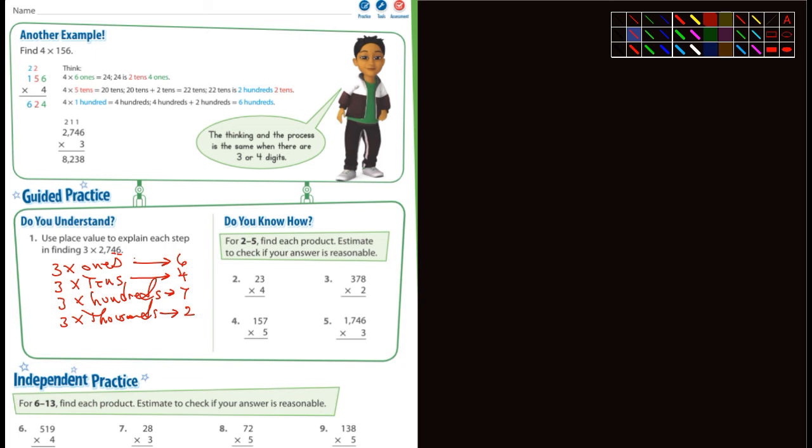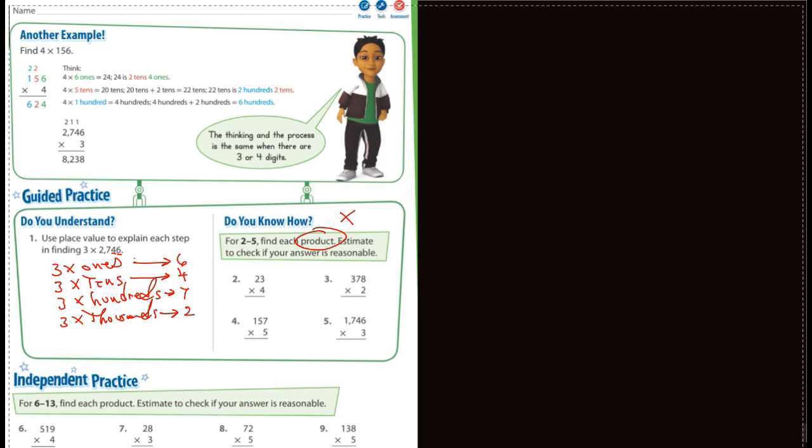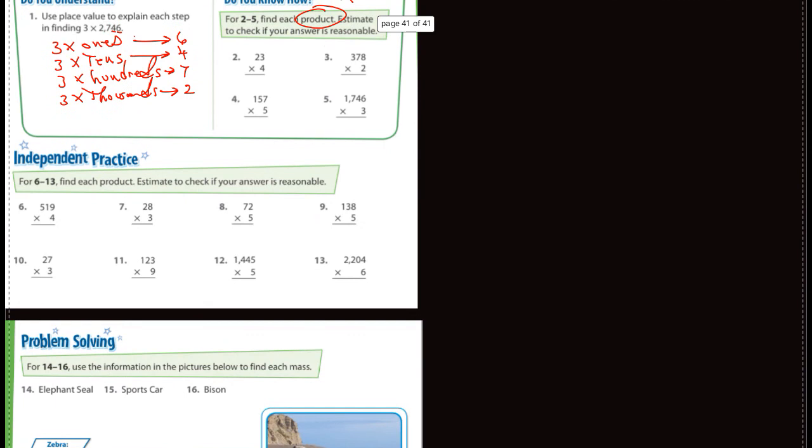Use place value to explain each step in finding. So that works for me. Okay, so it says find each product. When you see the word product, you know that means multiplication. We're timesing something together. You guys can do all these. You should have been able to do these in 4th grade. Actually, maybe even 3rd grade.